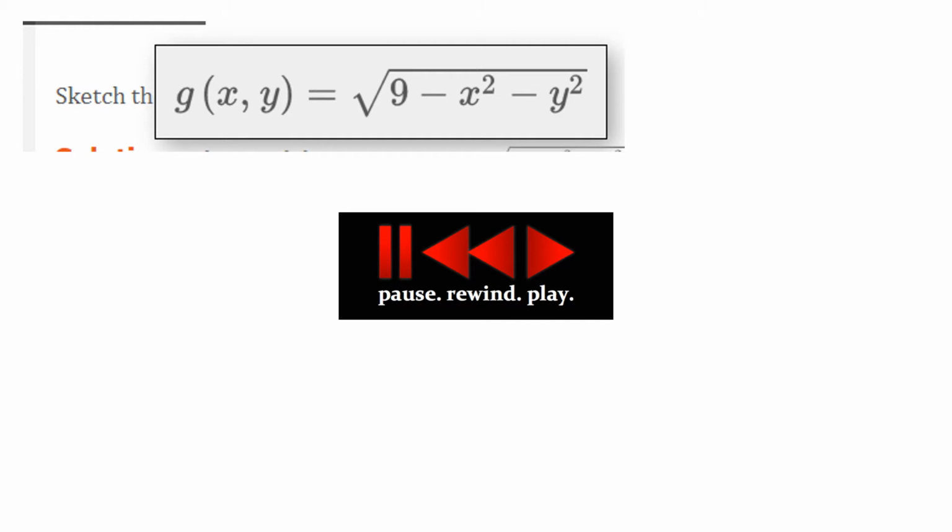Okay, here's a sketch then in 3 dimensions. So you want to sketch z equals g of (x, y) equals the square root of 9 minus x squared minus y squared. You know what to do. Let's see how you did.